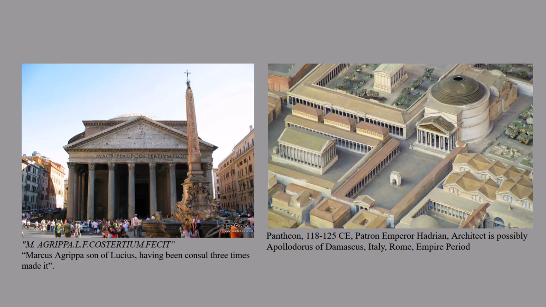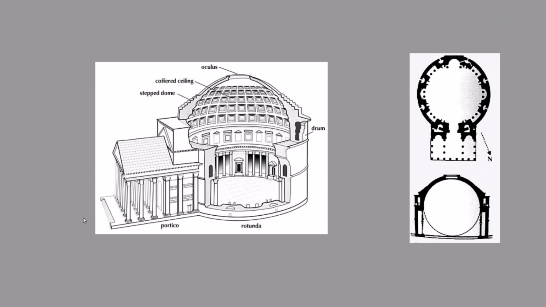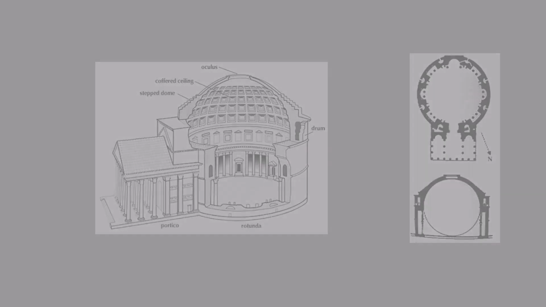And this model on the right hand shows how it might have looked at the time that it was built in 118 to 125 Common Era. The exterior portico looks like the Parthenon. It looks like a Greek temple, and it has Corinthian types of columns on the front, and it has a doorway that leads in. And when you get inside, you're supposed to be literally shocked by this enormous spherical space on the interior. And the cutaway kind of shows some of the technologies that were used to create this building. And so it's going to be important because Brunelleschi uses similar technologies.